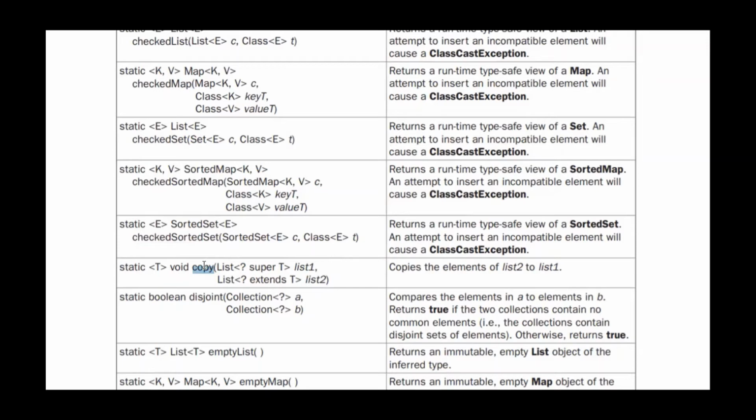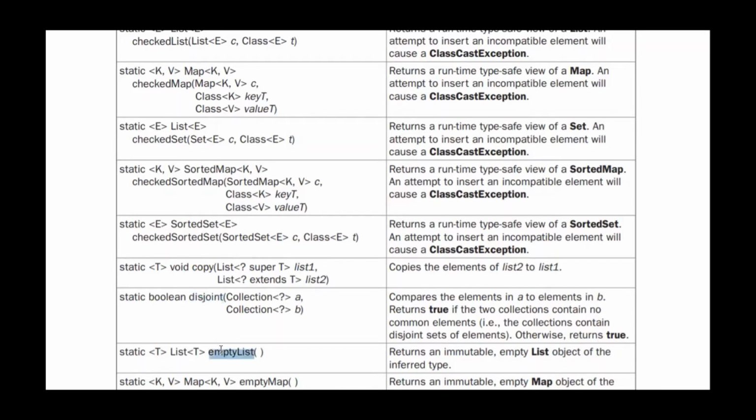Then the disjoint method. Disjoint is nothing but a set operation. It compares the elements in two collections, that is A and B, and returns true if the two collections contain no common elements. Otherwise it will return false. So it will verify whether they are disjoint or not. Disjoint means the intersection of those two collections should be empty, which means no common element should be present.